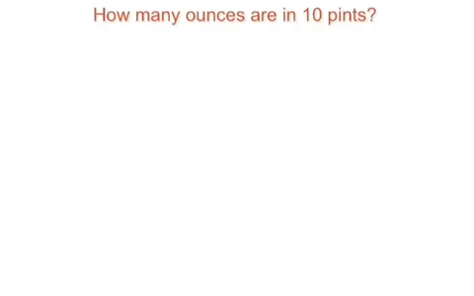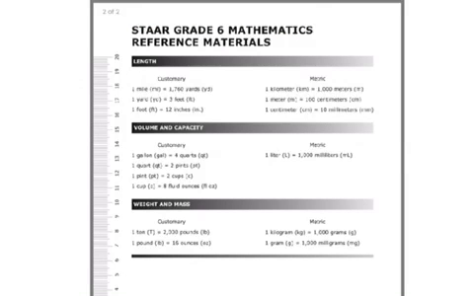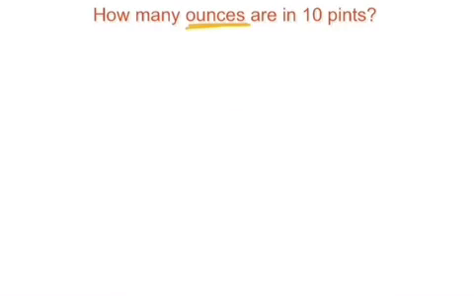First one's here. How many ounces are in 10 pints? They want us to find the ounces. So if I go back to my chart, ounces, pints, that gets me in volume and capacity right over here. And I see ounces. It's actually fluid ounces. And I'm going to go from fluid ounces up to pints right over there. So I actually need to make two conversions. So how many ounces are in 10 pints?